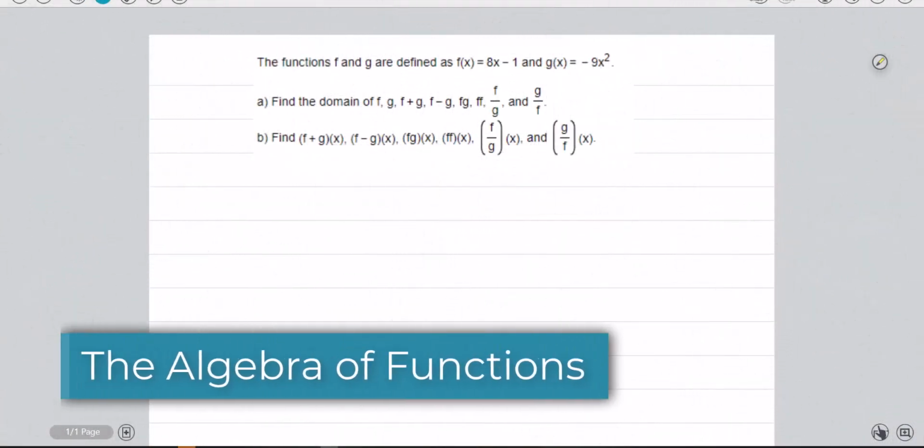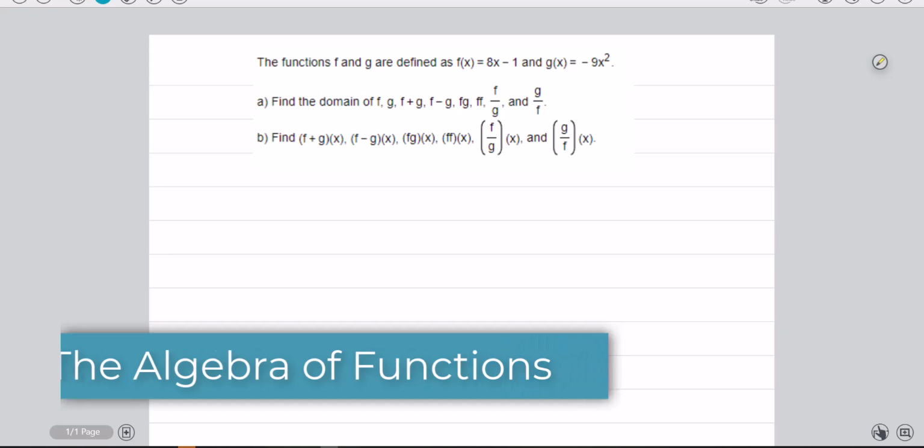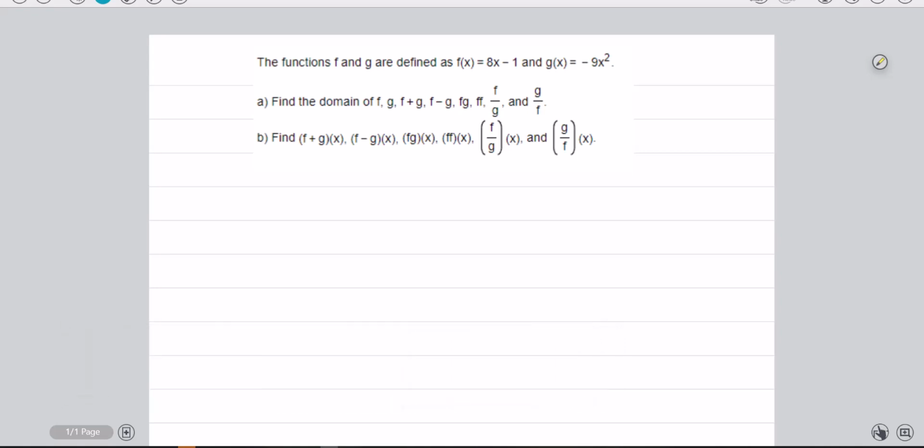All right, so I am given these two functions and I'm asked to find the domain of these algebra of functions, so things that are being done here. So what I do is I look at each function individually first.